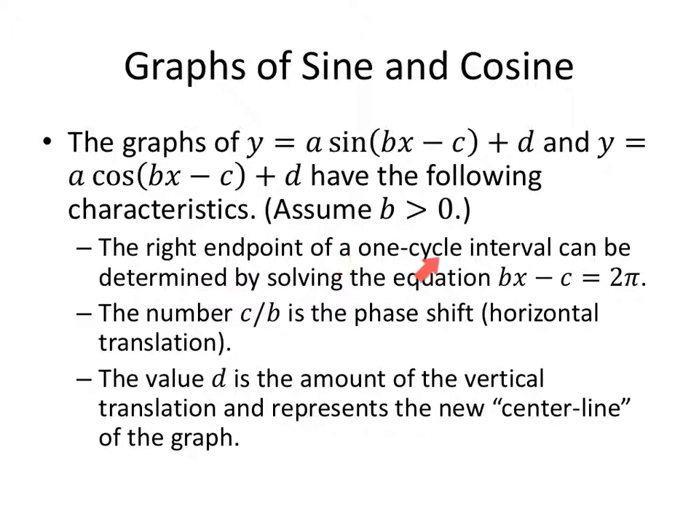The right endpoint of a one-cycle interval can be found by setting the inside, bx minus c, equal to 2 pi. So left endpoint starts at 0, right endpoint ends at 2 pi. You can also find the second, third, and fourth intervals by setting bx minus c equal to pi over 2, pi, and 3 pi over 2 respectively. When I set bx minus c equal to 0, I'll add c divided by b. So the number c over b is the phase shift, the horizontal translation. Whereas this number d is the amount of the vertical translation. And this represents the new center line of the graph, because it'll be from d that we go up and down based on our amplitude.